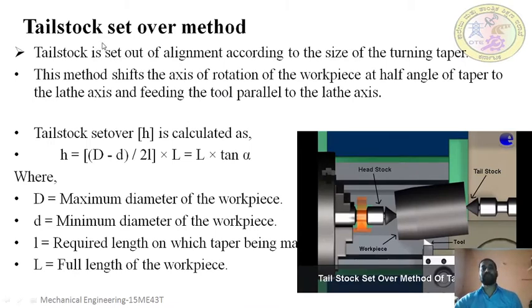In this method, the tailstock is set out of alignment according to the size requirement of the taper being turned. This method shifts the axis of rotation of the workpiece at half angle of taper to the lathe axis, and the tool is fed parallel to the lathe axis. See here, this is the normal axis of rotation of the workpiece. So here the tailstock is set out of the axis of rotation of the workpiece.